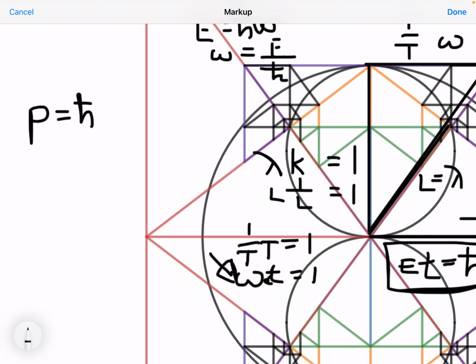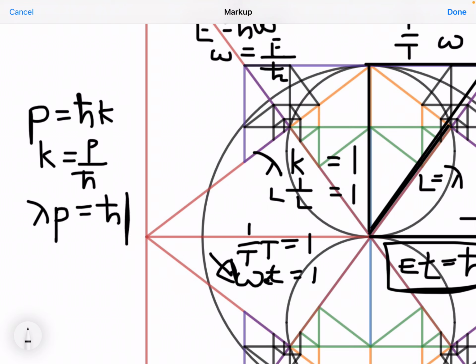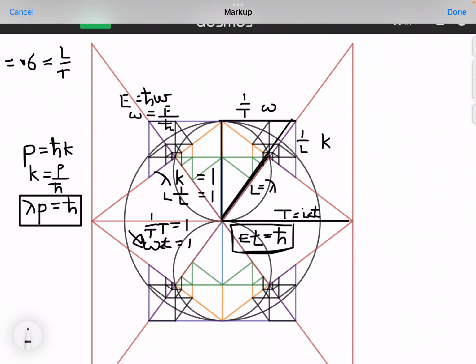momentum is h bar times the wave number, therefore K is momentum over h bar, so you just slot that into that and you end up with that, which is the other one which is commonly used. And that's it, basically.